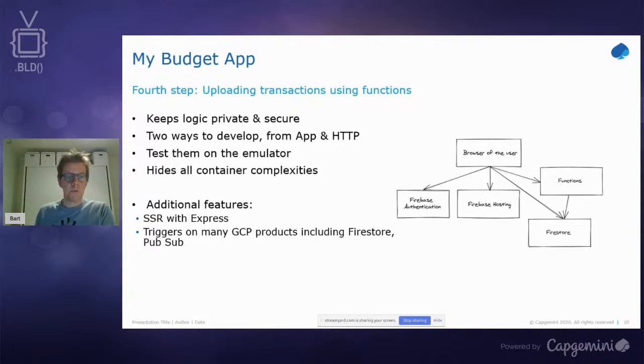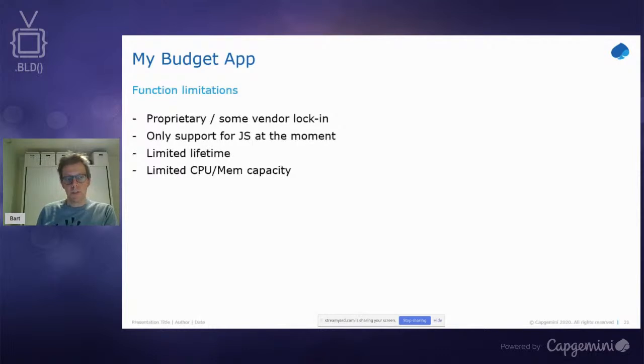One thing, for example, these functions can do is server-side rendering. They don't necessarily have to be used to expose an API, a REST API, but you can also use them for server-side rendering with, for example, Express. And they can also, and that's actually what they were initially developed for, be used for triggers on certain other GCP products. So for example, an update in Firestore might trigger a function, or the arrival of a message via PubSub.